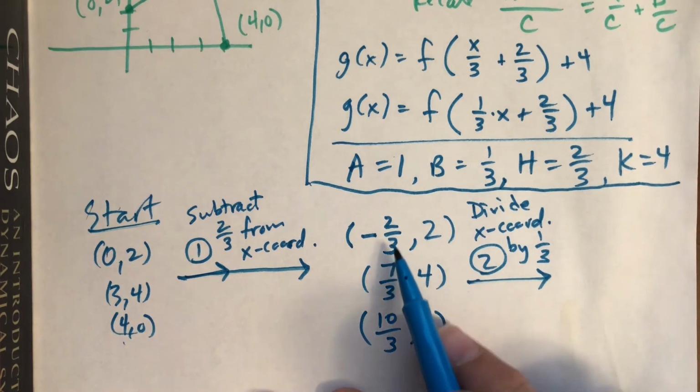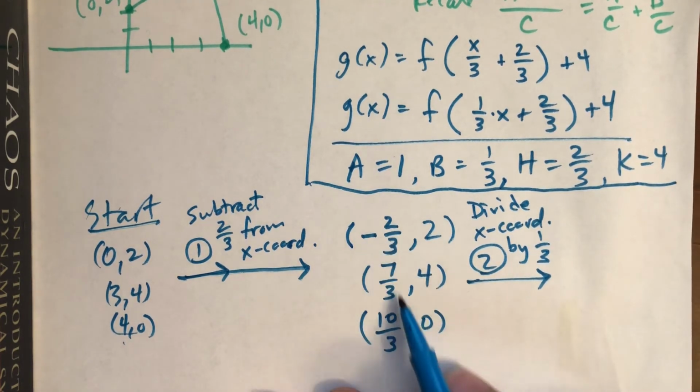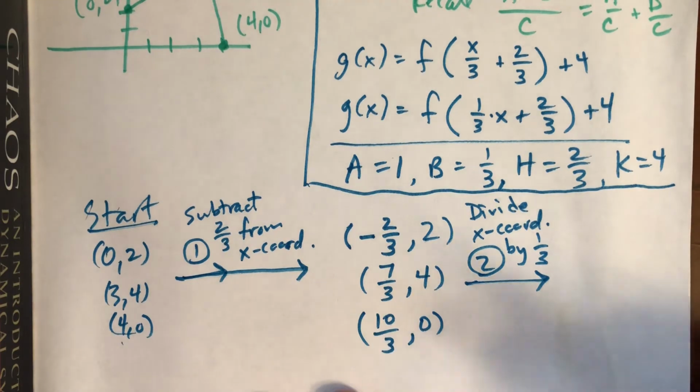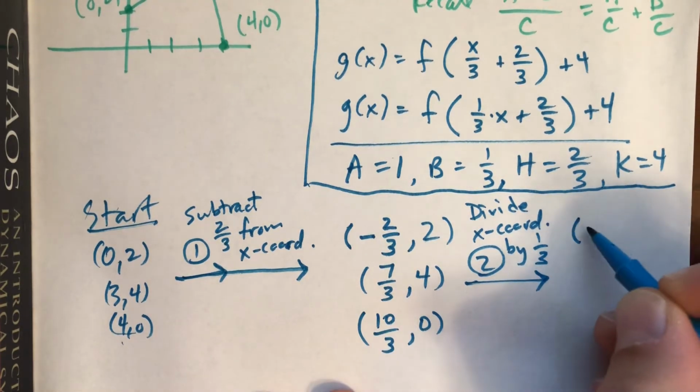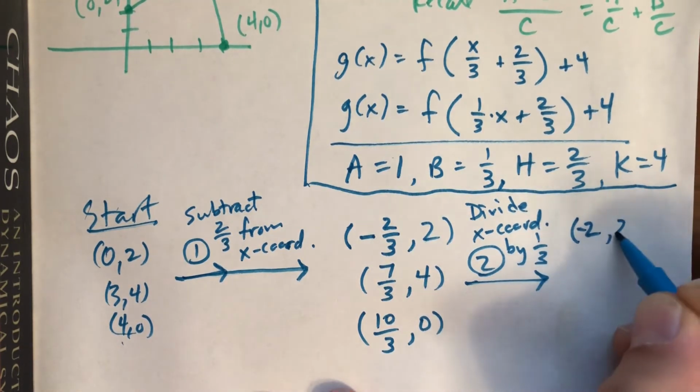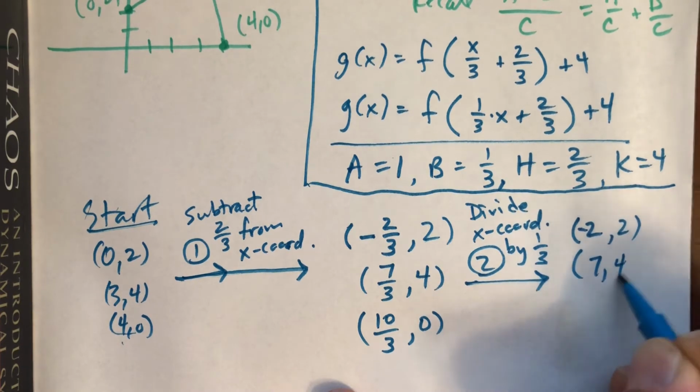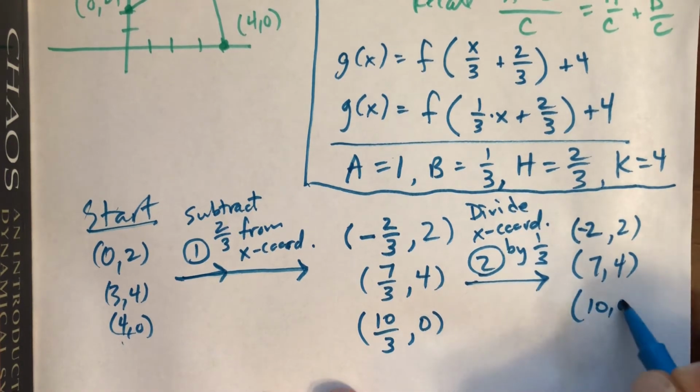So we can do that, right? We can multiply all these things by 3, and that's just going to make all those denominators go away. So hey, isn't that convenient? So -2, 2, 7, 4, 10, 0.